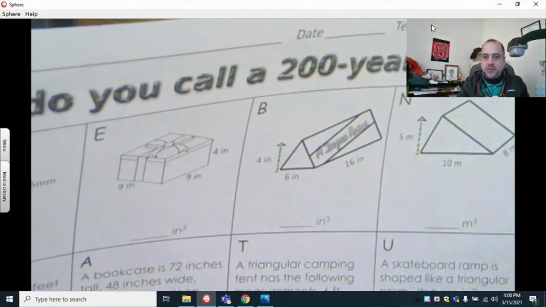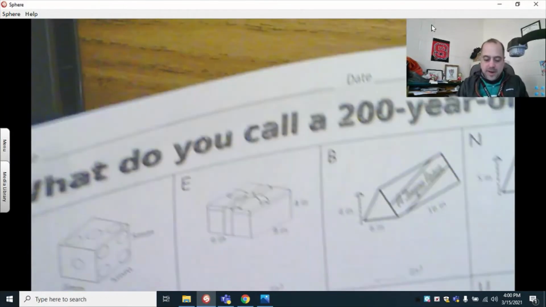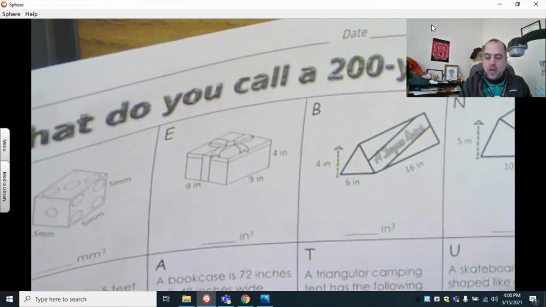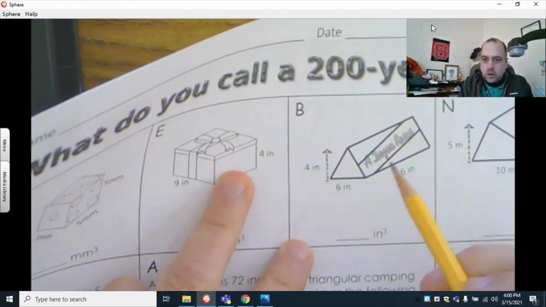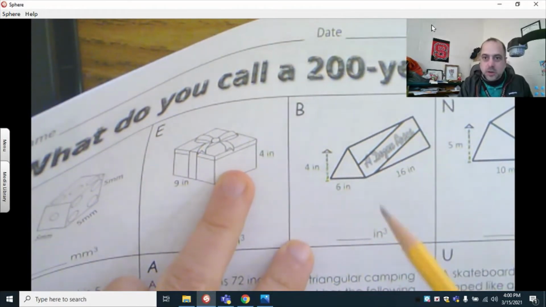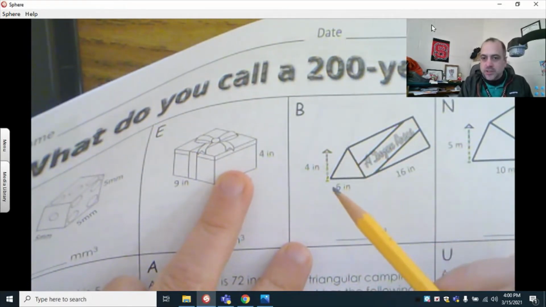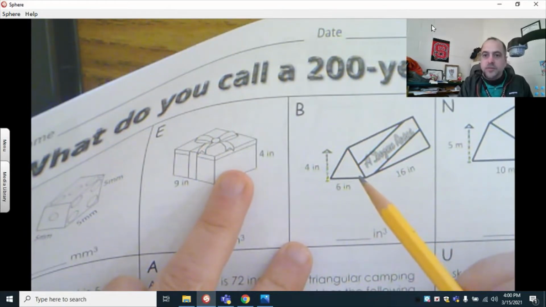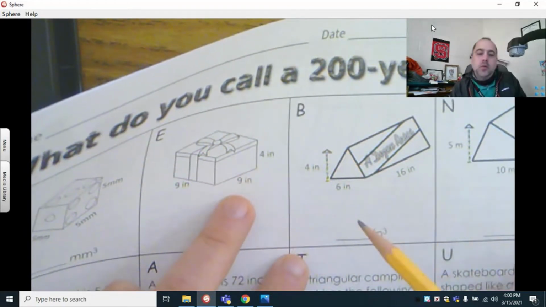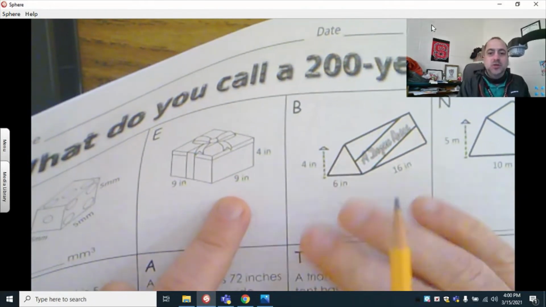Let's look at this problem right here. Now, if this was a rectangle, like we just learned, wouldn't we just do 4 times 6 times 16? Yeah. But look, there's a triangle. This is a triangular prism, okay? So basically, we only have to take half of it. So that's one quick way to do it.